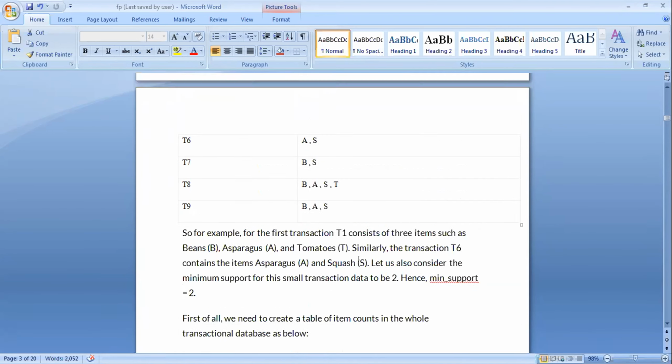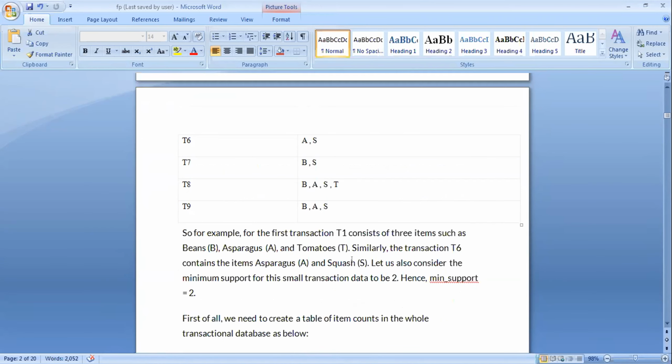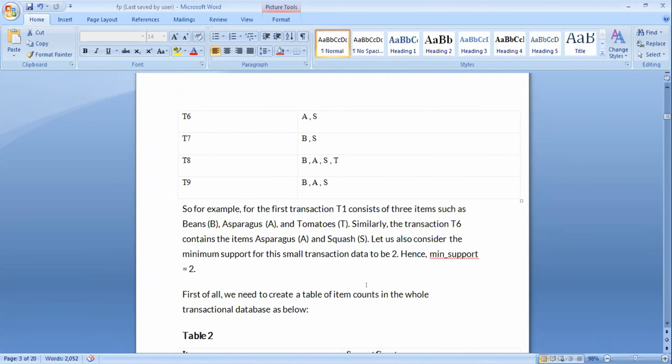Out of 9 transactions, the first transaction T1 is represented with 3 items: beans, asparagus, tomatoes. Similarly, transaction T6 contains asparagus and squash. Let us also consider the minimum support of this small transaction data as 2. Hence, the minimum support is 2.